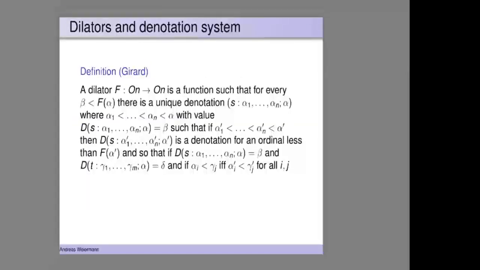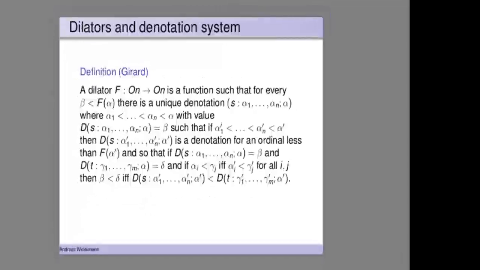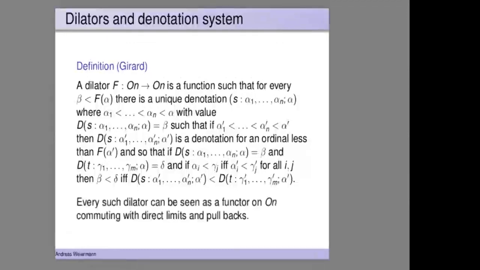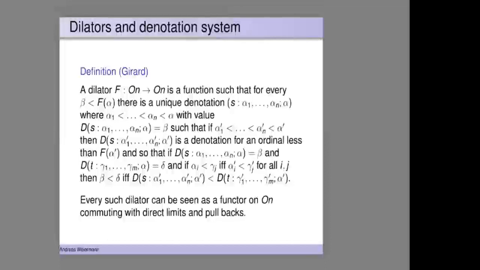So if I have the situation alpha i is less than gamma j if and only if alpha i prime is less than gamma j prime, then beta is less than delta if and only if the denotation s where I move the alpha i's into the alpha i prime will be smaller than the denotation t where the gamma i's are replaced by the gamma i prime. So the ordinal comparisons are stable under substitutions of indiscernibles. And every such dilator can be seen as a functor on this category, but I will not delve into it.